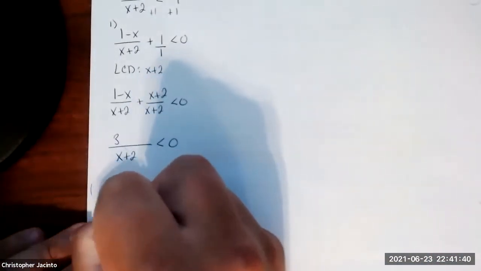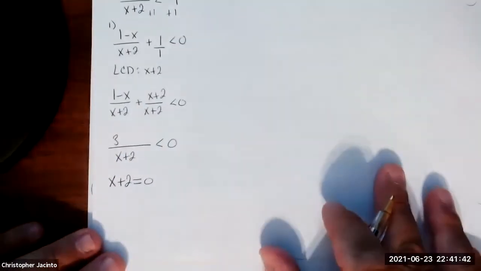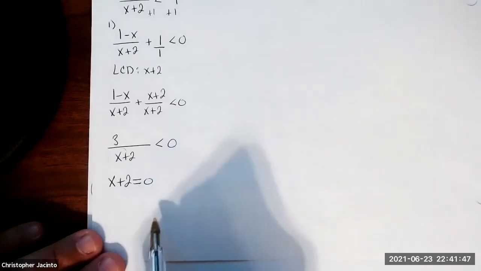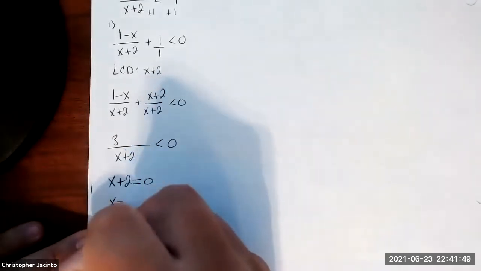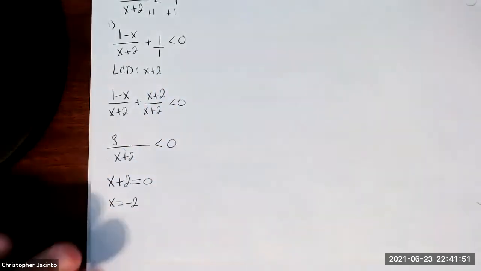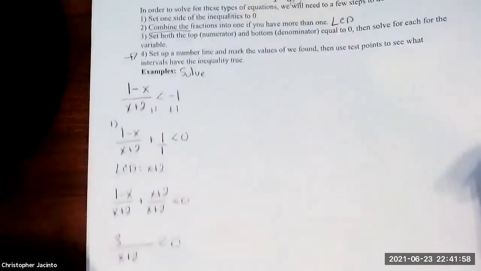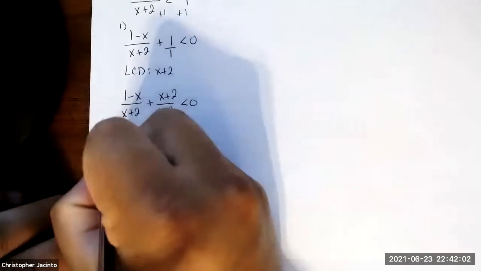So we're just going to set the bottom equal to 0 because the top we can't set equal to 0. There are no variables there. And now we just solve for x. So subtract it over, so x equals -2. So that is all of steps 1 through 3. That's all we've done so far.